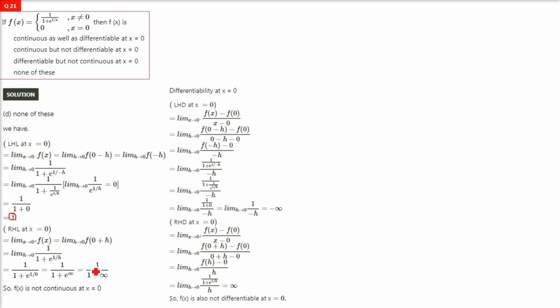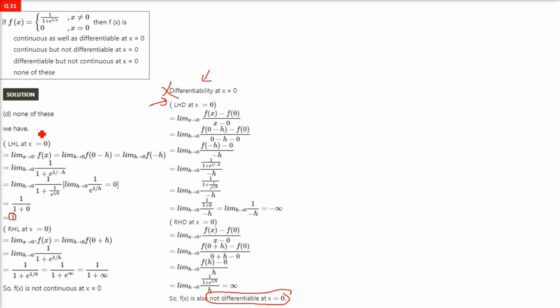So this is how it turns out to be. You have 1 and 0, so you don't have to check the differentiability. This is an MCQ question. When the function is not continuous, why would you go for differentiability? You don't have to do it. Unless and until you are specifically asked to check the continuity and differentiability, then you will do the differentiability.